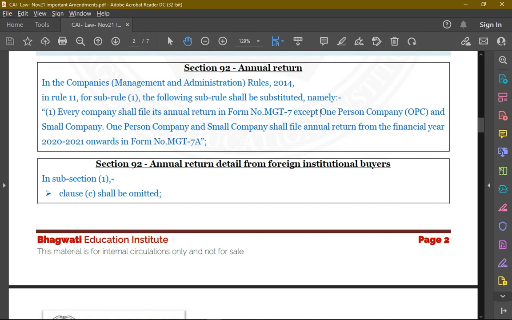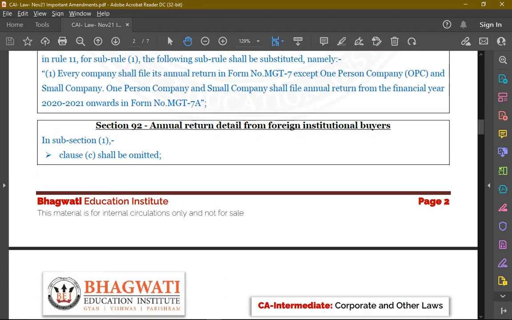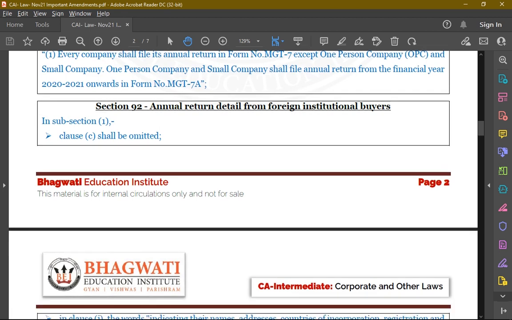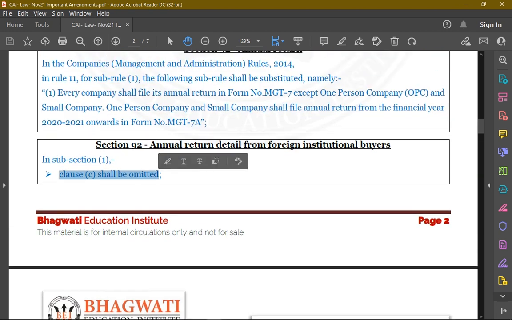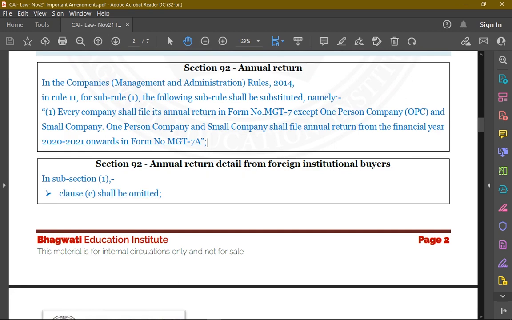details will be deleted while you file annual return under section 92. Earlier, while you used to file annual return, you had to give a lot of information about the in-depthness of the company, particularly about foreign institutional buyers. Law says that clause C shall be totally omitted. Okay, basically I consider this point as relevant, but not as important as the other points, because it is just about the annual return's content.